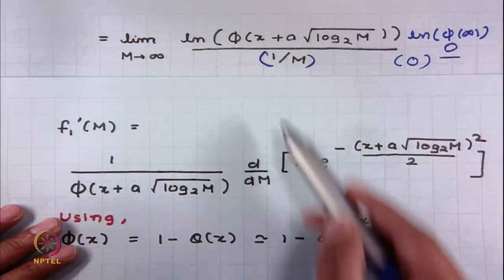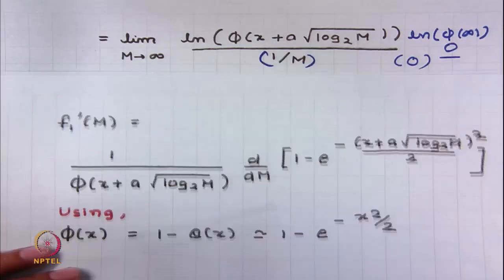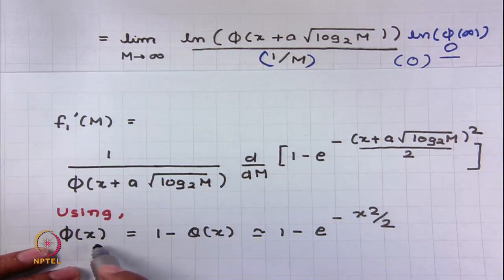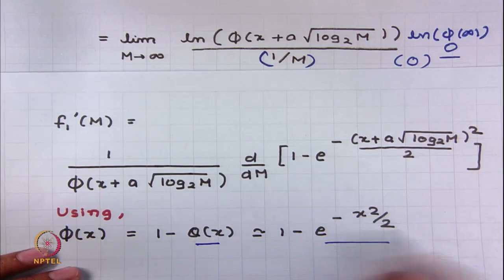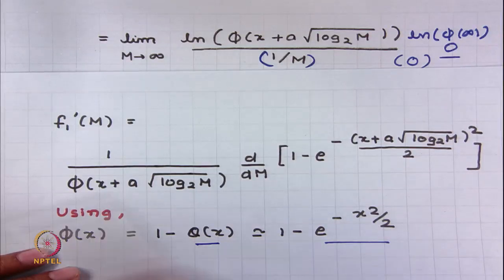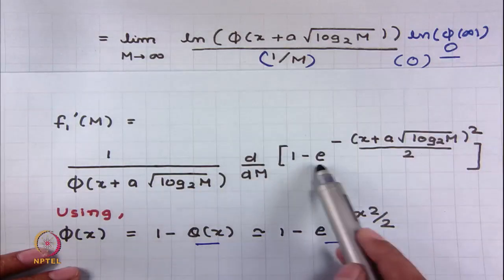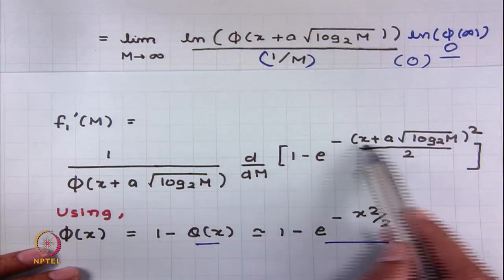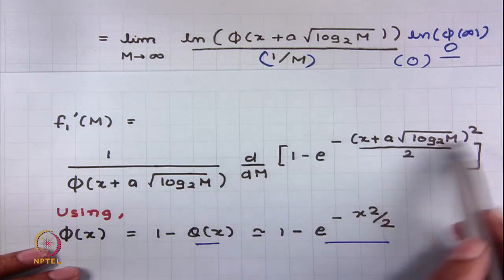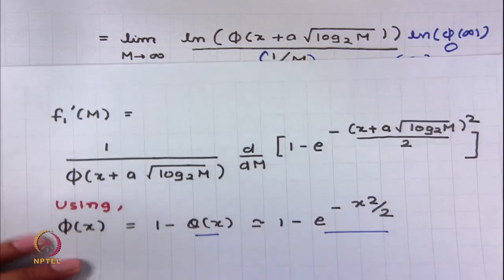Before differentiating the argument, you have to use this identity which will make things easier: phi of x is 1 minus q of x, and q of x is e to the power minus x square by 2 if x is pretty large. We have used this property several times. So, phi of x is simply 1 minus e to the power minus x square by 2. So, phi of this thing is simply 1 minus e to the power minus x plus a root of log 2 m square divided by 2, and you have to differentiate this term with respect to m.